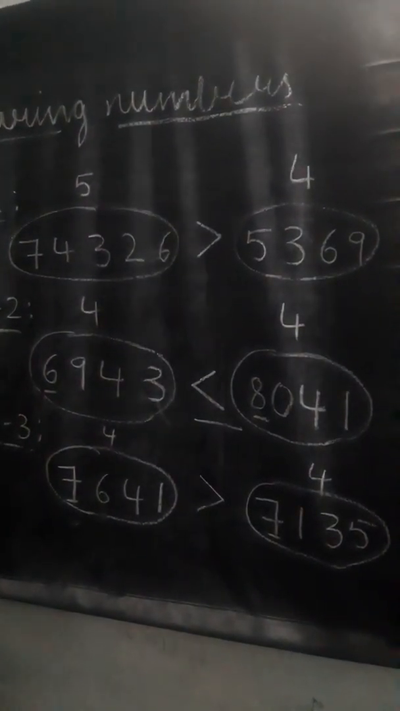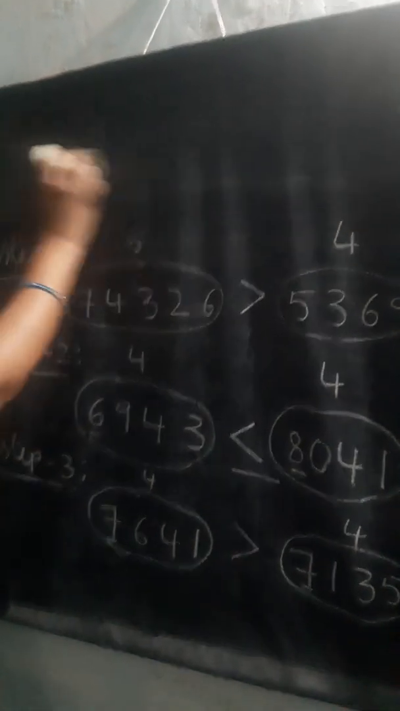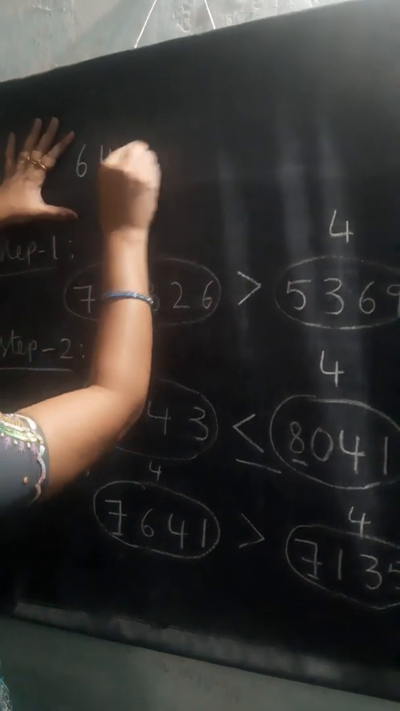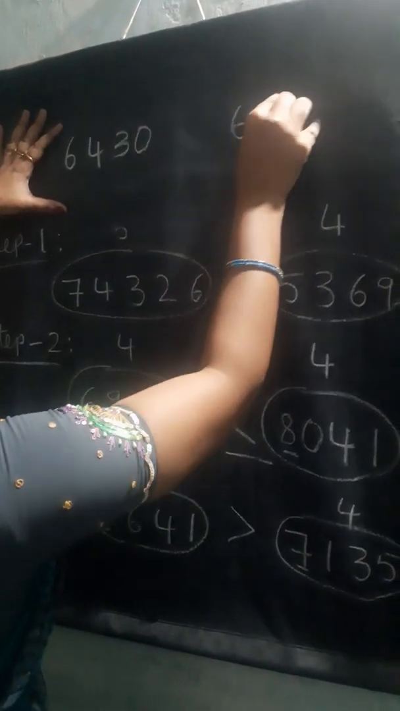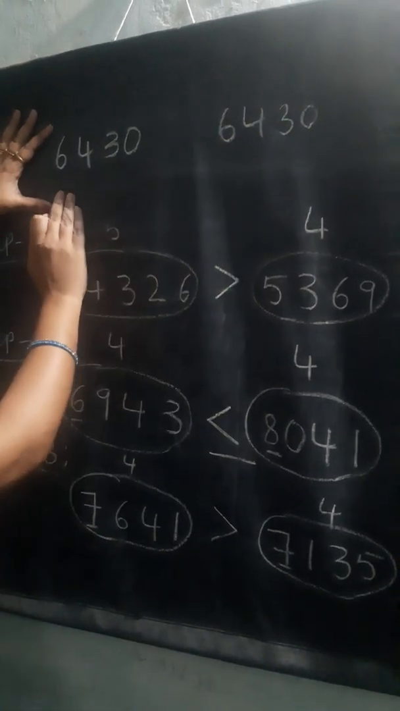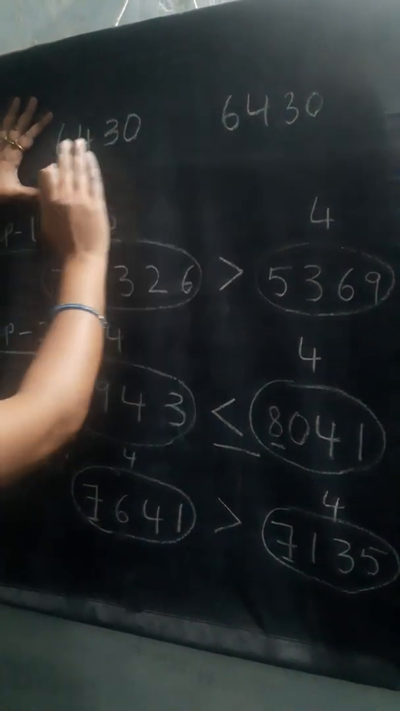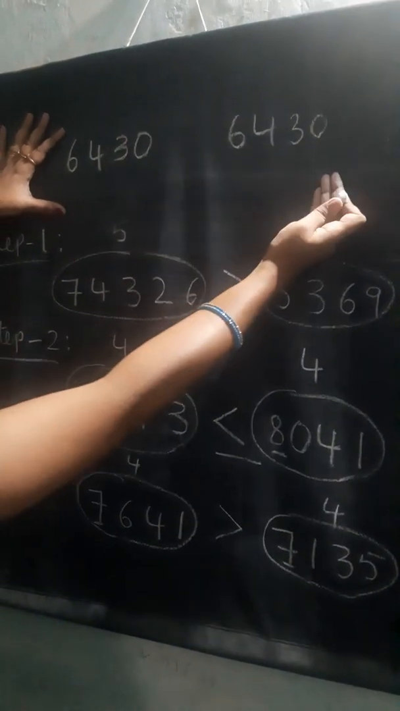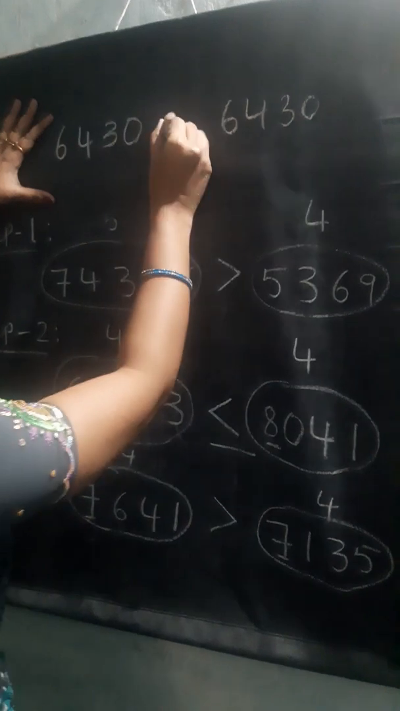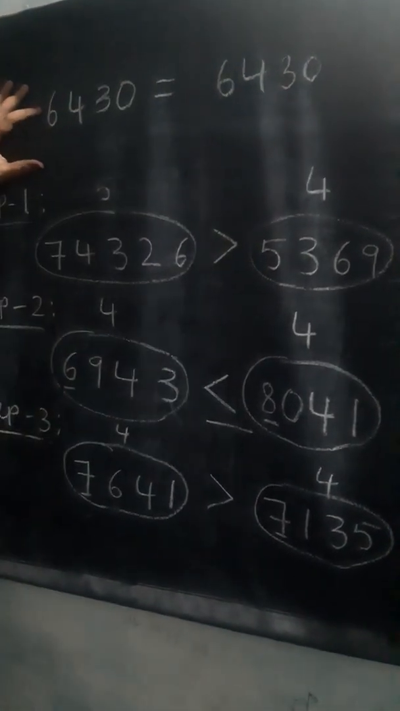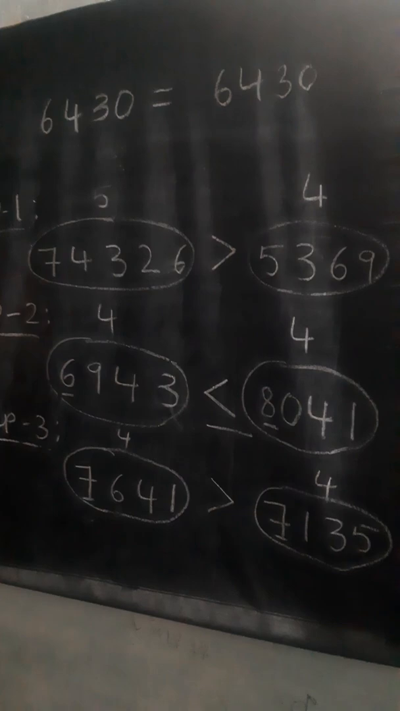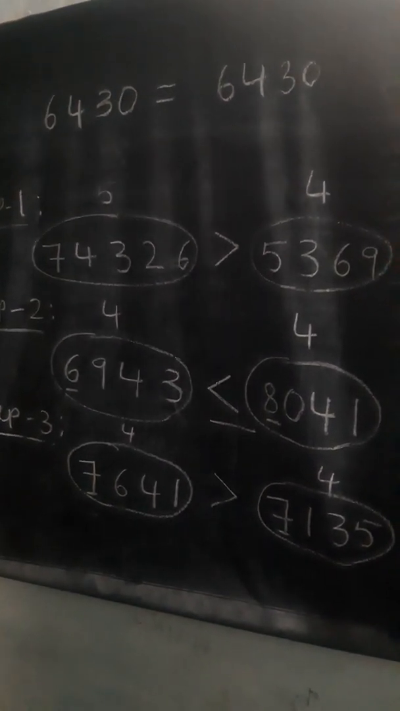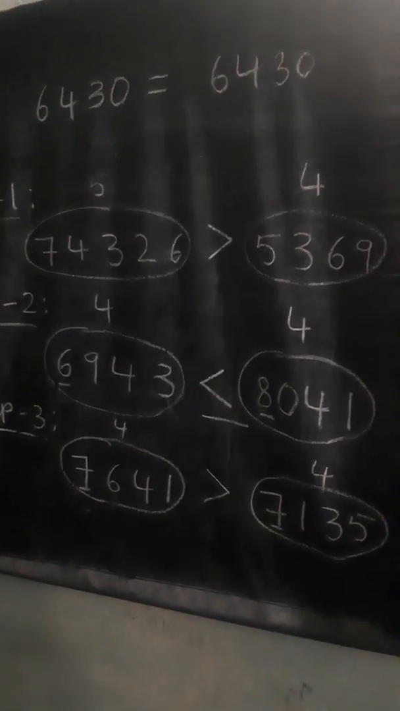Equal to, easily you can identify it. See, 6,430 and 6,430. The number of digits are the same, and the digits present in the numbers are also equal. So both the numbers are equal. You have to put the equal to symbol, both the numbers are the same. I hope you understand how we use the greater than symbol, less than symbol and equality symbol.